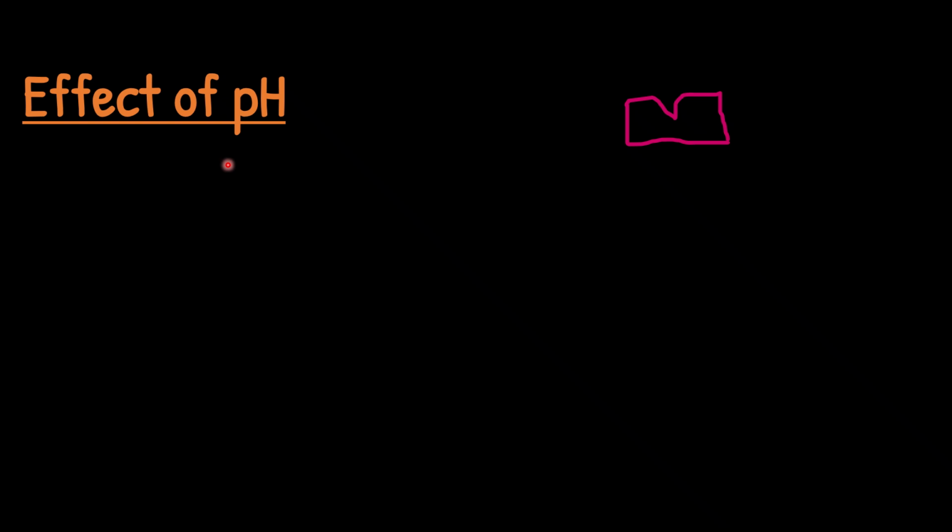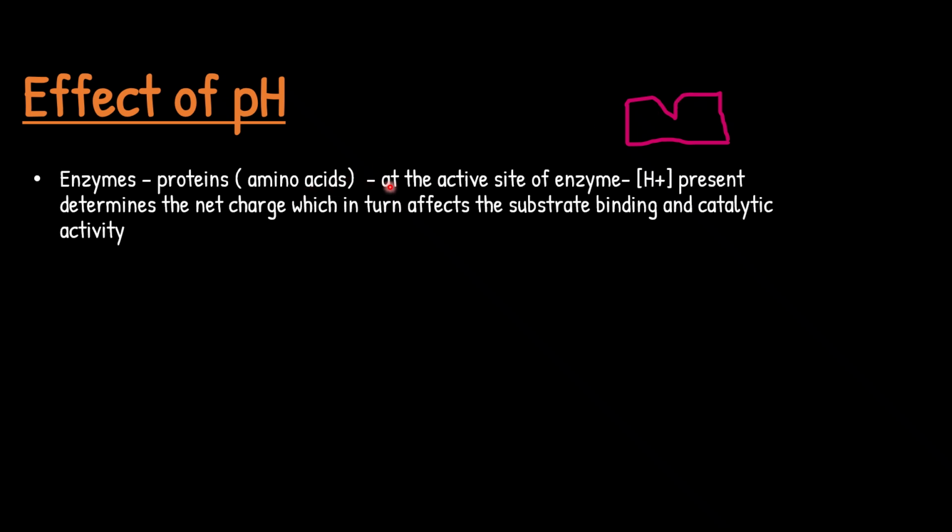Next one is the effect of pH. If we consider this as an enzyme, this is the active site. Enzymes are nothing but proteins. Proteins are in turn made up of amino acids. Amino acids have H plus ions in them. So these H plus ions present in the active site regulate the binding of the substrate and hence the catalytic activity. The H plus determines the net charge, which in turn affects the substrate binding and the catalytic activity.